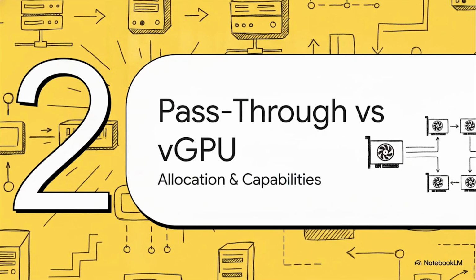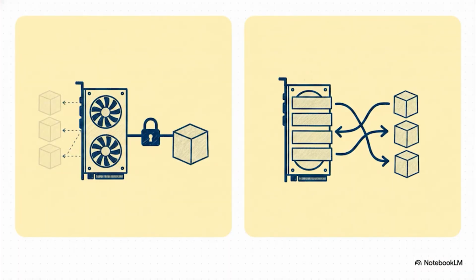Moving on to Section 2, Pass-through versus vGPU, looking at allocation and capabilities. Now, what's really fascinating here is how fundamentally different these two models are at the raw hardware level. On one side, you've got GPU pass-through. This is a super rigid one-to-one relationship. One VM gets direct, totally exclusive access to a physical GPU card.